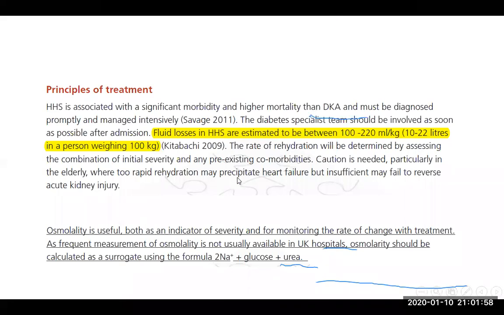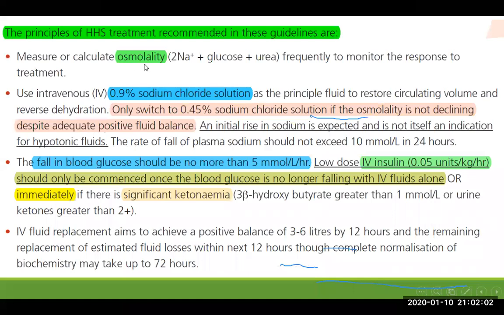Osmolarity is useful, and of course how to calculate osmolarity is very important. Osmolarity is calculated by 2 multiplied by serum sodium, and in most of our patients serum sodium is elevated, plus glucose in millimole per liter, plus urea. If our unit for glucose is milligram per deciliter, we must convert it to millimole by dividing by 18. This second equation is very important in the exam. Calculated osmolarity is 2 multiplied by serum sodium plus glucose in millimole plus urea. If urea is not elevated, some authorities omit urea.